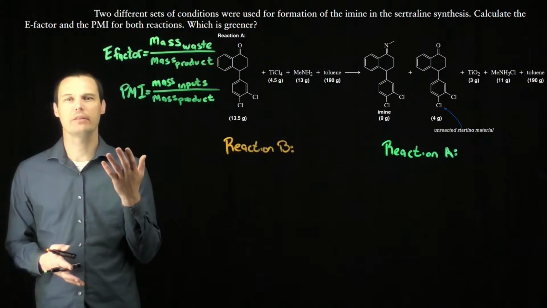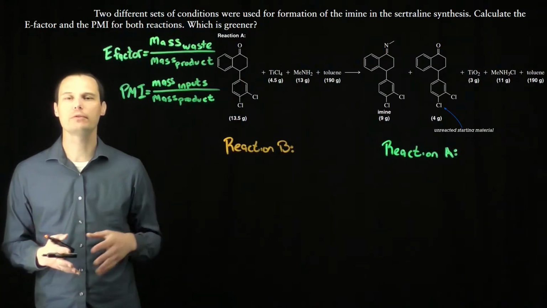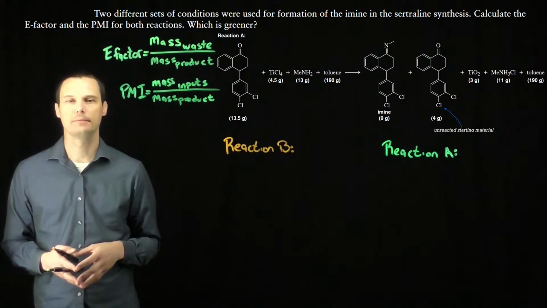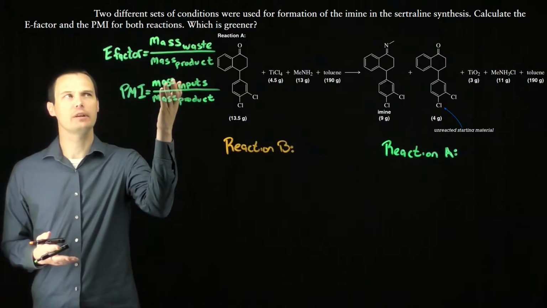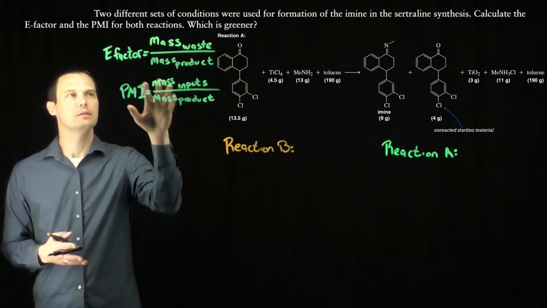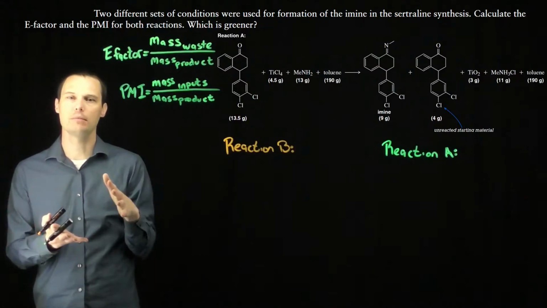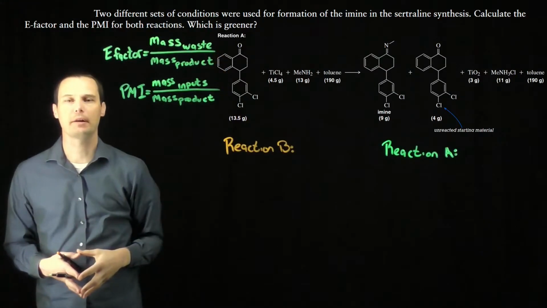This question asks us to calculate the E factor and PMI for two different reactions to make the same product. To remind ourselves, the equation for the E factor is the mass of all the waste divided by the mass of the product. We want that number to be as small as possible. We want as little waste per gram of product.